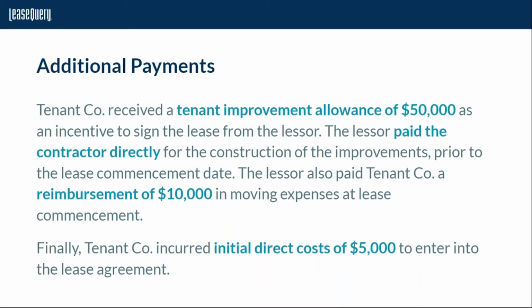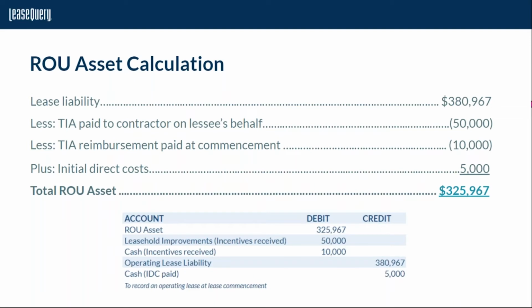Next, we calculate the right-of-use asset. If you'll recall, also, this example had a couple of additional payments, a tenant improvement allowance, a reimbursement, and initial direct costs. Determine which of these are included as lease components and what their impact is, if any, to the right-of-use asset calculation. For this example, as a refresher, the tenant improvement allowance of $50,000 and the reimbursement of $10,000 paid at commencement are reductions to the lease liability, and the initial direct cost of $5,000 is added back for a net adjustment of $55,000. That results in a right of use asset of $325,967.